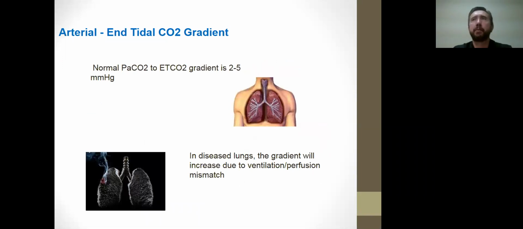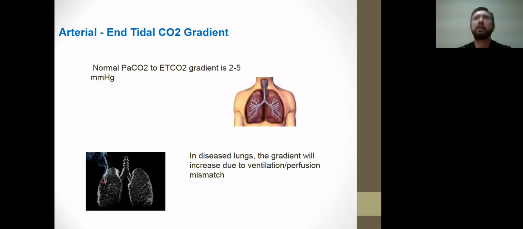Okay, we're going to talk about the gradient now. The gradient is the difference between the arterial carbon dioxide pressure, the PaCO2, and the end-tidal CO2. It's a result of the relationship between ventilation, abbreviated V, which is airflow to the alveoli, and perfusion, which you may see abbreviated as Q, which is the blood flow to the pulmonary capillaries. Calculating the gradient requires obtaining a simultaneous arterial blood gas sample and an end-tidal CO2 measurement.